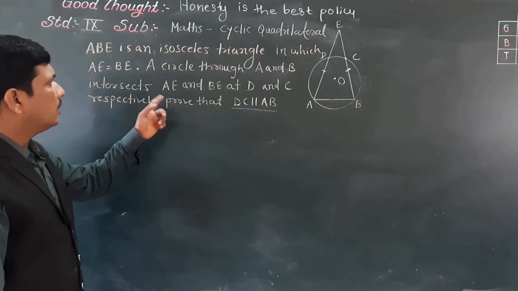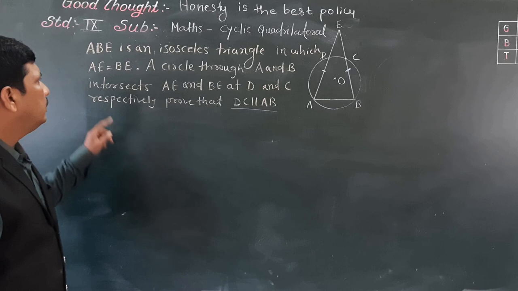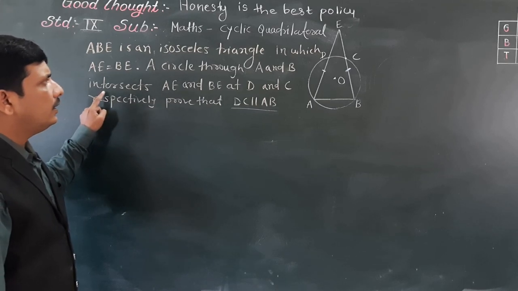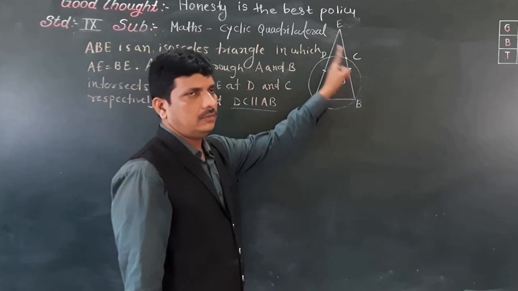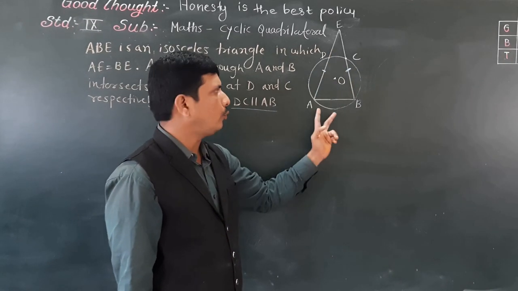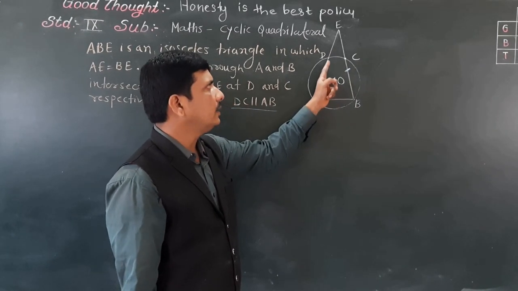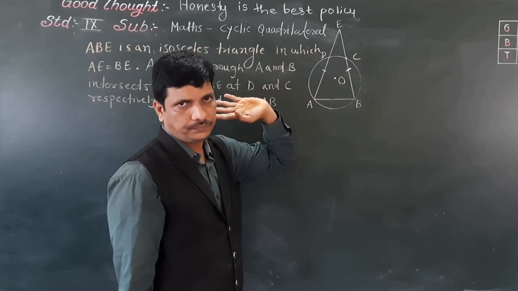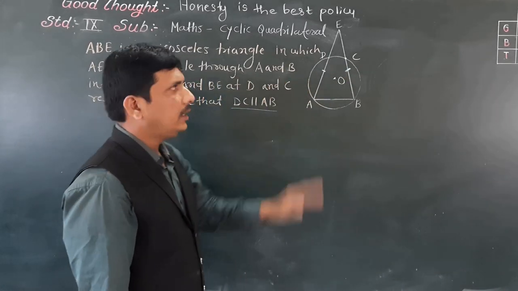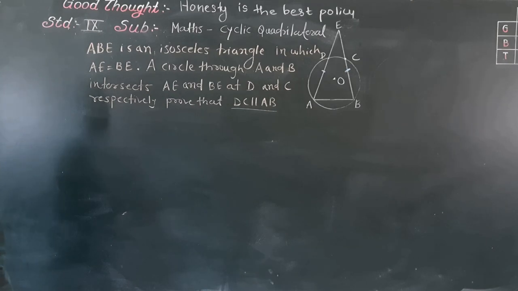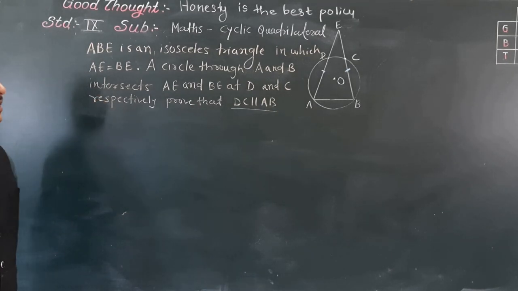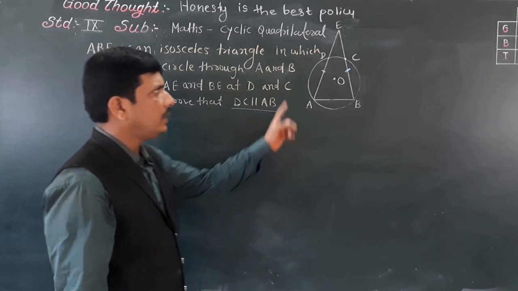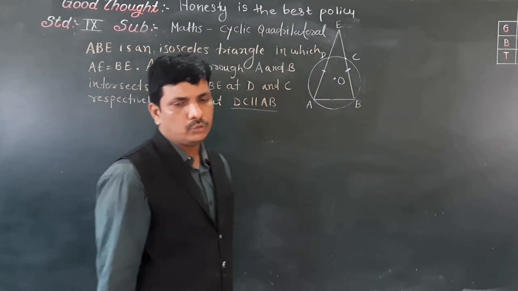A circle through A and B intersects AE and BE at D and C. The circle is drawn through points A and B and intersects at points D and C. Understood? So, prove that BC is parallel to AB. That is what we need to prove.